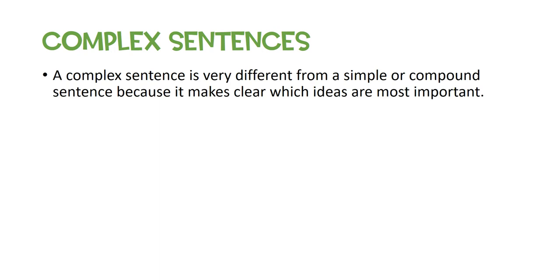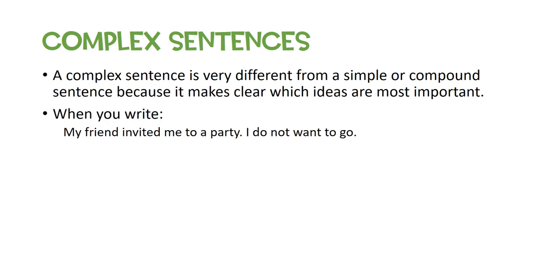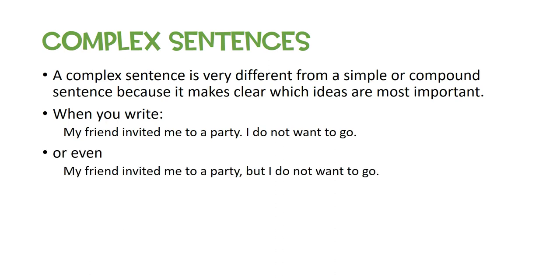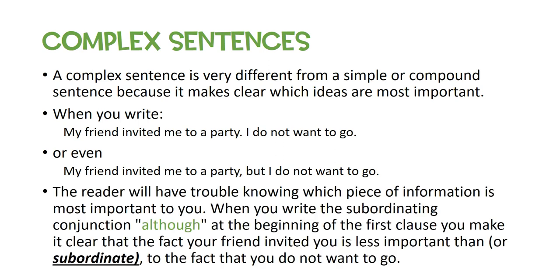A complex sentence is very different from a simple or a compound sentence because it makes clear which ideas are most important. When you write, my friend invited me to a party, I do not want to go, or even my friend invited me to a party, but I do not want to go, the reader will have trouble knowing which piece of information is most important to you. When you write the subordinating conjunction although at the beginning of the first clause, you make it clear that the fact your friend invited you is less important than, or subordinate, to the fact that you do not want to go.